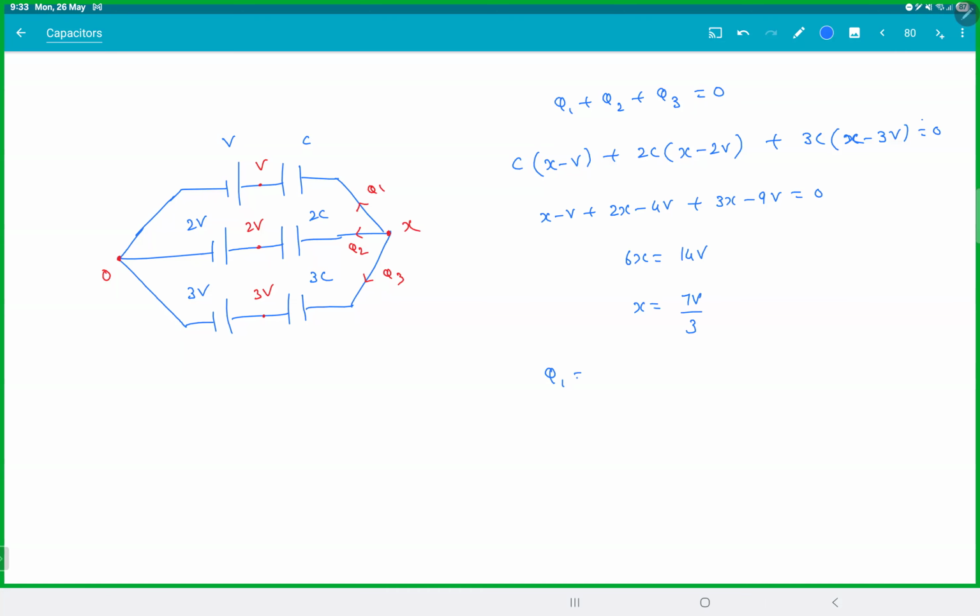So Q1 will be 7V by 3 minus V, into C, so 4CV by 3. Q2 will be 2C into 7V by 3 minus 2V, so 2CV by 3. Automatically Q3 must be minus 2CV. Did anyone get this? Yeah, Saish got it.